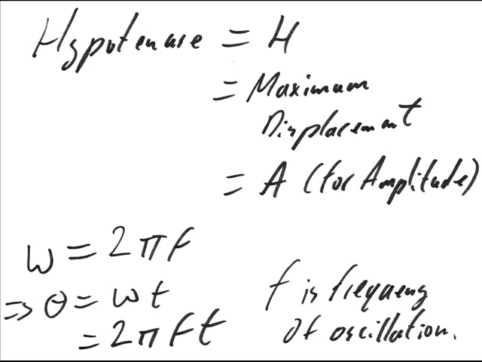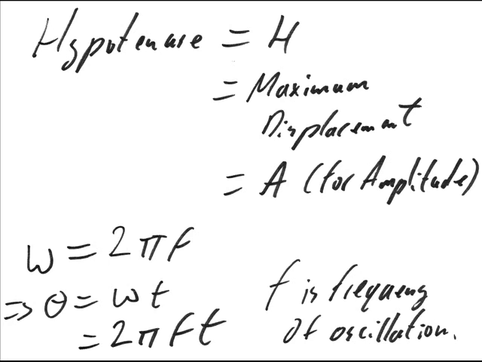The angular speed can be expressed as the frequency of rotation of an object multiplied by the circumference of the circle, that is to say 2 pi f. Our angle now becomes 2 pi ft, where f is the frequency of oscillation of the oscillator rather than the frequency of rotation of our plate. T is the time point you wish to know the displacement of.